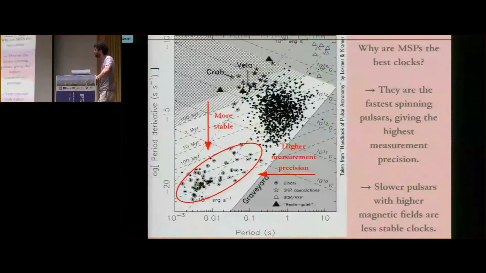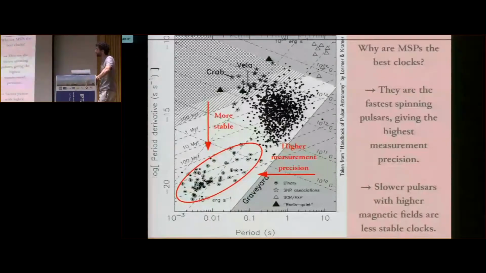And so why are they the best clocks? Well, I would argue that it's in part because they're the fastest spinning pulsars, and that gives you the highest measurement precision. So all else being equal among two pulsars, same brightness, same amount of other kinds of noise, same distance, all this other stuff exactly the same, the fact that you're a faster pulsar just means you collect more data per second, and also the duty cycle is smaller in absolute time, so you can locate that pulse in a smaller time window.